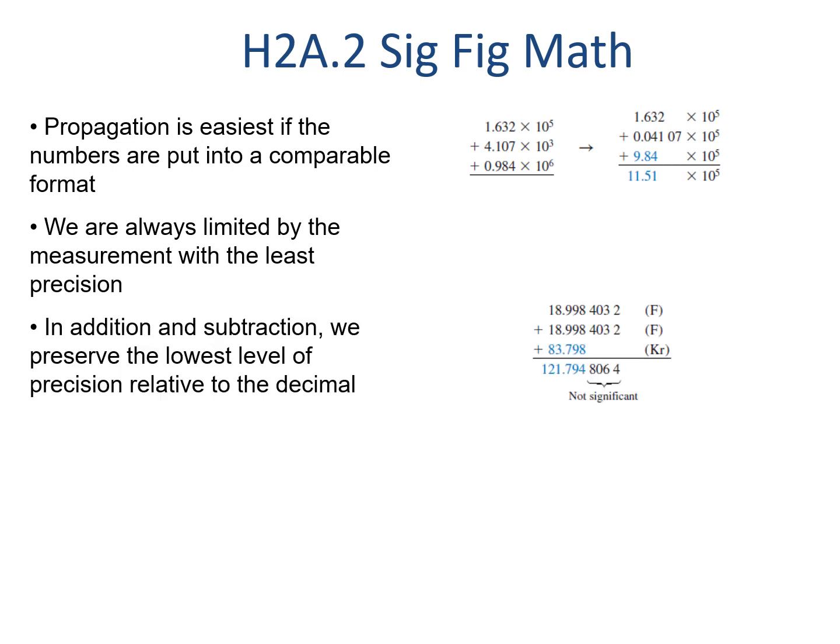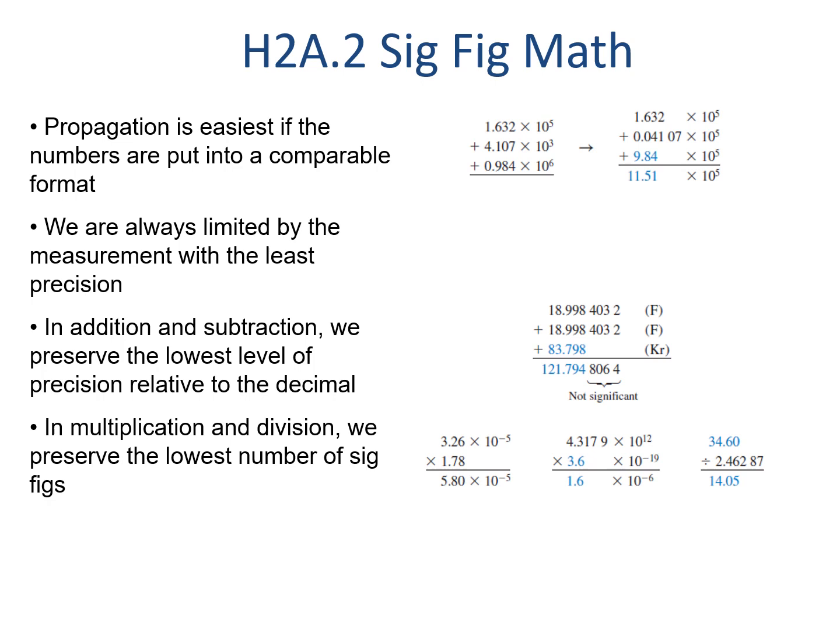As indicated before, addition and subtraction are limited by the value of the last placeholder. So in this example, the placeholder happens to be in the thousandths unit. This is different than multiplication or division, where the lowest number of sig figs is preserved. In the second of these examples, the 2 sig figs in the 3.6 times 10 to the negative 19th limit the significant figures that are reported in the answer. You can see the limiting number highlighted in blue in each of these cases. So far, this may be review.